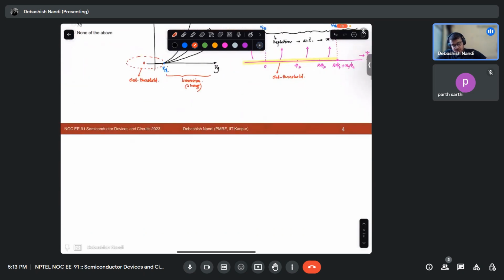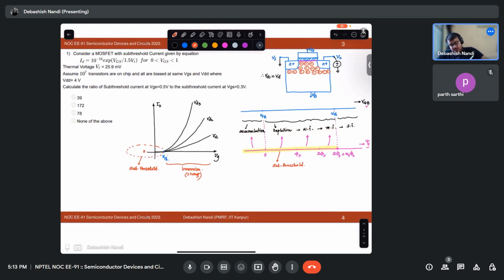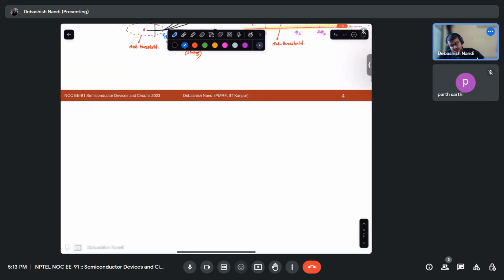So to visualize this, what do you do? This is in linear scale, so you have to see the same plot in the logarithmic scale. If you plot ID versus VG in the logarithmic scale, it will show something like this. It will come something like this, and then fall off.